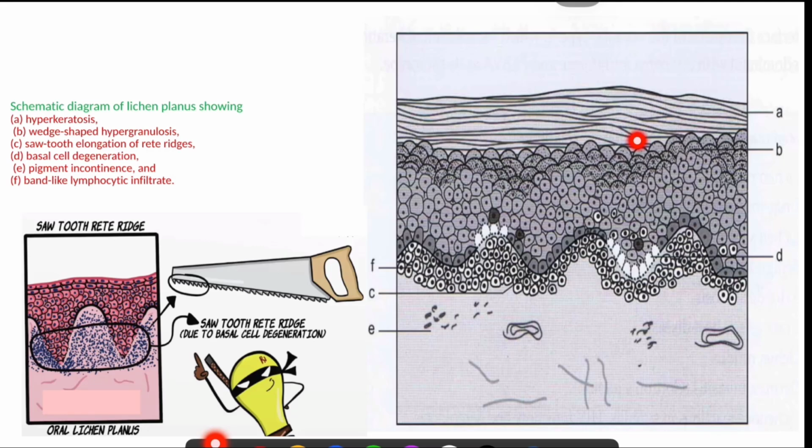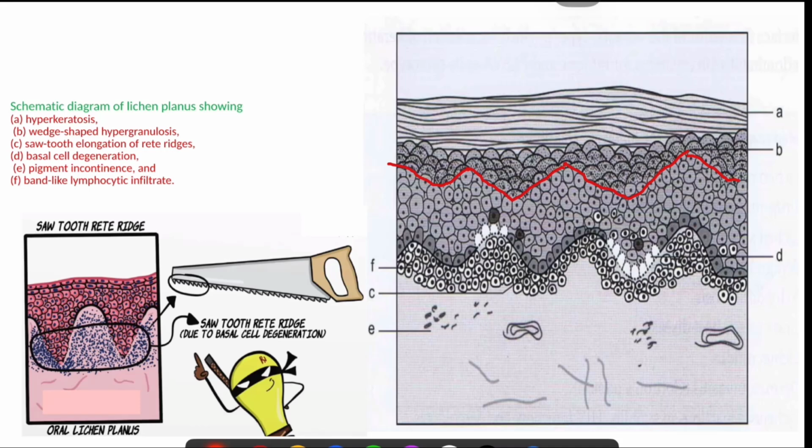So microscopically, what you will see first is hyperkeratosis, so increased keratinous layer. Second is wedge shaped hypergranulosis. So wedge shaped means, you can see this is the granular layer, how it is increased. So this is called wedge shaped hypergranulosis. You can see some area shows normal and some of the area shows this type of increase in the granulosis. So increased or thickened granular layer in the wedge shape.